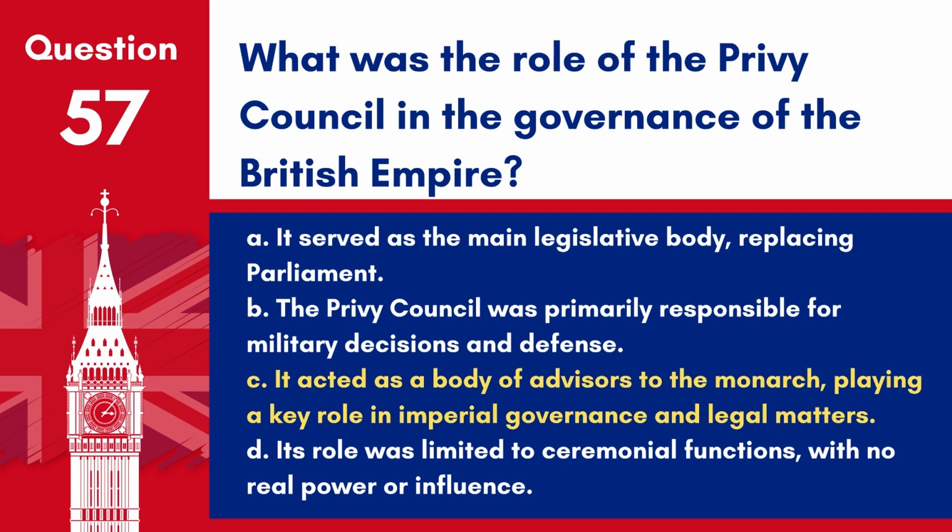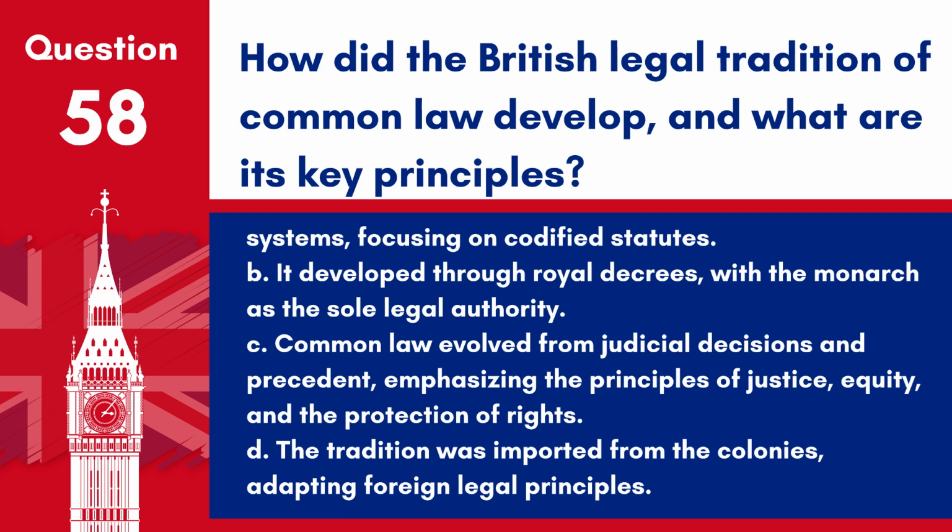Answer C. It acted as a body of advisors to the monarch, playing a key role in imperial governance and legal matters. The Privy Council's involvement in colonial affairs and its judicial functions made it an integral part of the Empire's administration. Question 58. How did the British legal tradition of common law develop, and what are its key principles?